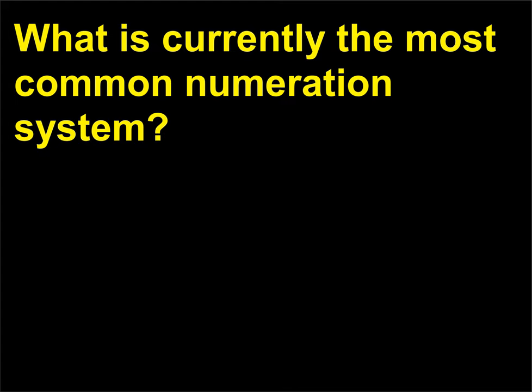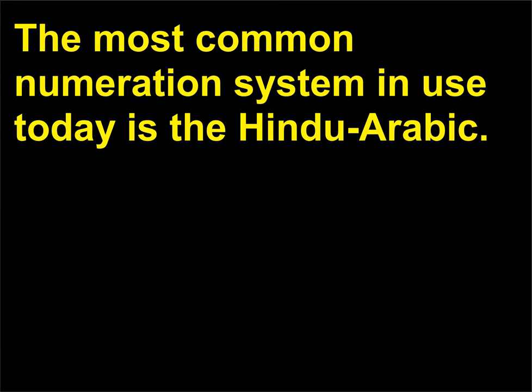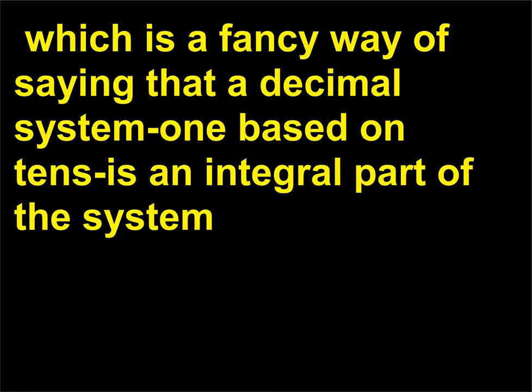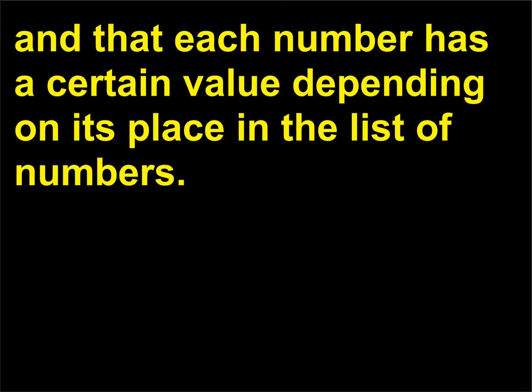What is currently the most common numeration system? The most common numeration system in use today is the Hindu-Arabic. This set of numerals has 10 digits in a place value decimal system, which is a fancy way of saying that a decimal system based on tens is an integral part of the system, and that each number has a certain value depending on its place in the list of numbers.